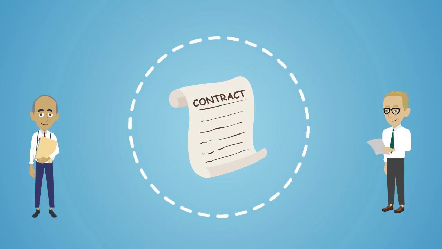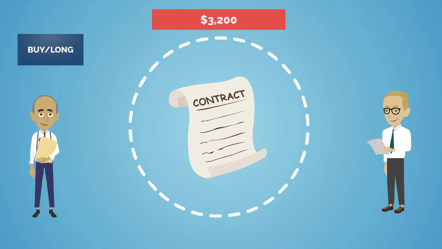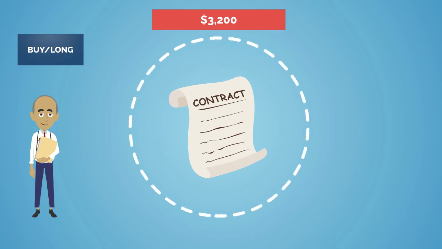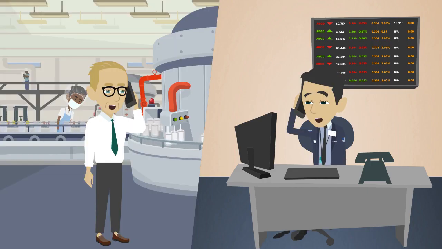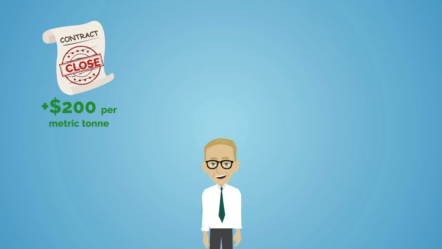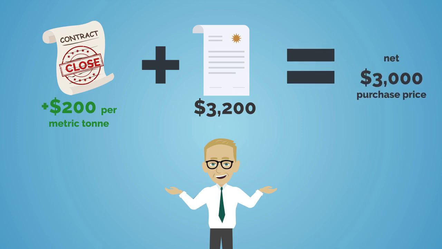John also agrees to buy 1,000 metric tonnes of NZX October whole milk powder futures at $3,200 from Steve, which creates a long futures position for John, and at the same time closes out Steve's short futures position. They inform their respective brokers who execute the EFP via the exchange. So Steve ends up with his futures position closed out for a $200 per metric tonne financial gain and a physical contract to buy whole milk powder in October at $3,200, giving him a $3,000 per metric tonne purchase price, being the same price as his initial futures position.